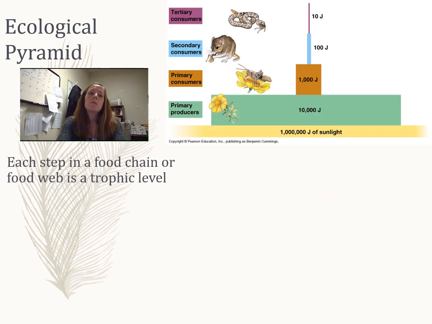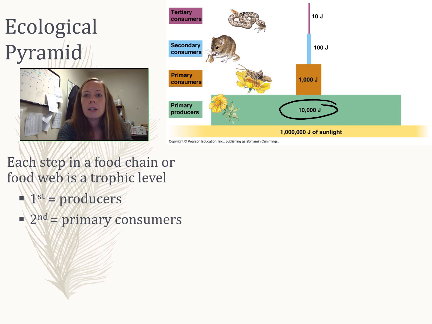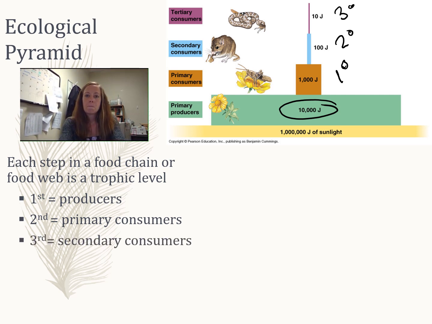So here's one in more detail. It shows you each step in a food chain or food web, and it tells you that each step in the food chain or food web is called a trophic level. All right. The first trophic level is going to be the producers. That's this. The next level is going to be our primary consumers, right? Then we have our secondary consumers and our tertiary consumers.